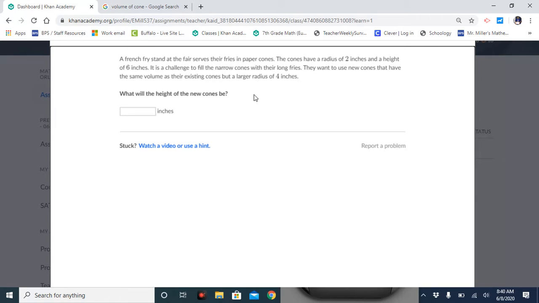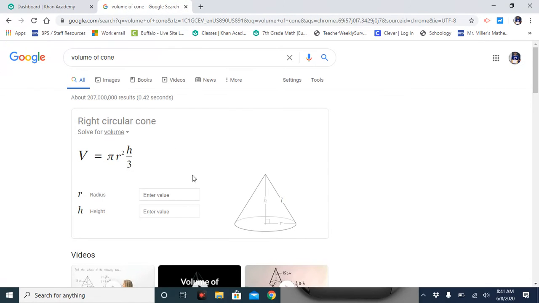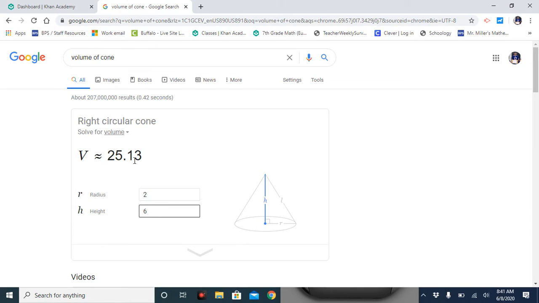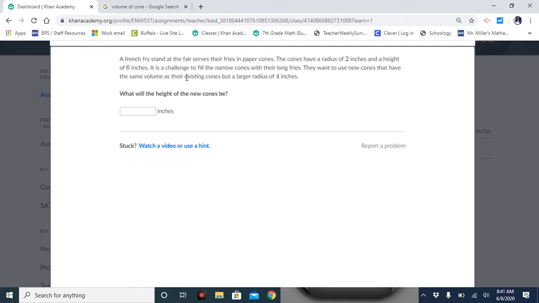Okay, so what we need to do here is figure out, they want the same exact volume, and they want a larger radius of 4 inches. So what we need to do here is we need to first find the volume. So radius of 2 and a height of 6. To make it faster, I'm just going to do this. So radius of 2, height of 6, because it's 25.13. So 25.13 is how much our volume is for the original one, the original cone here, okay?